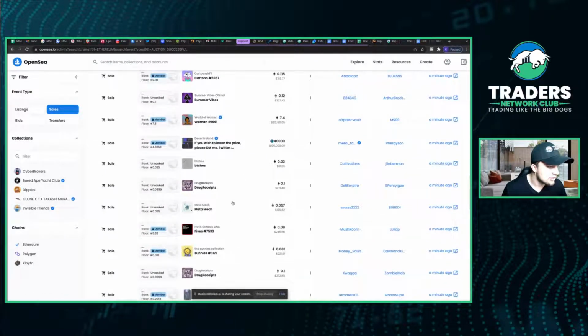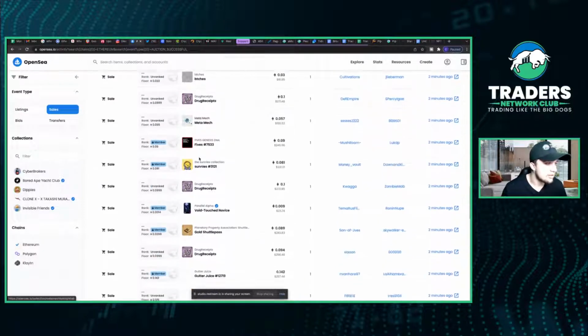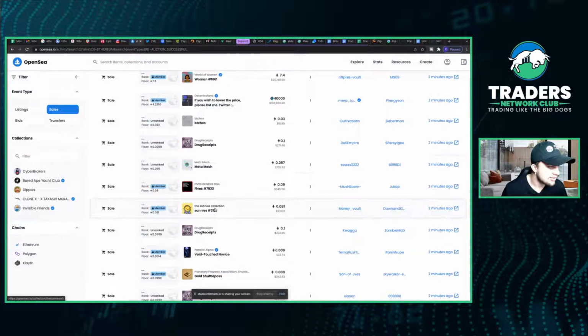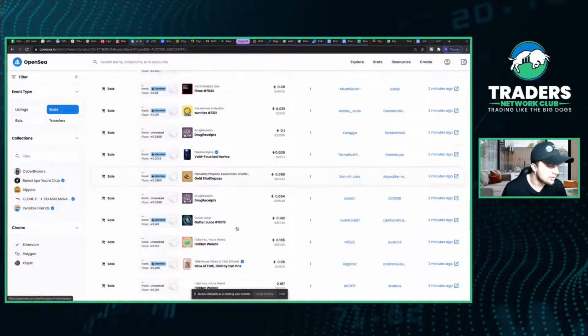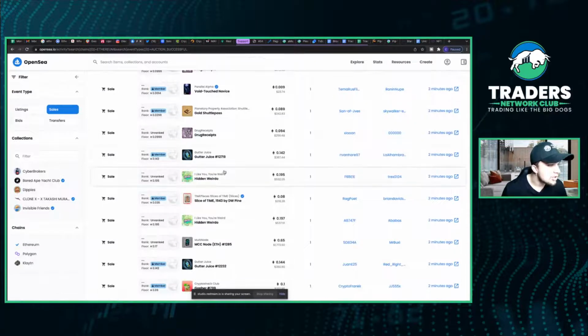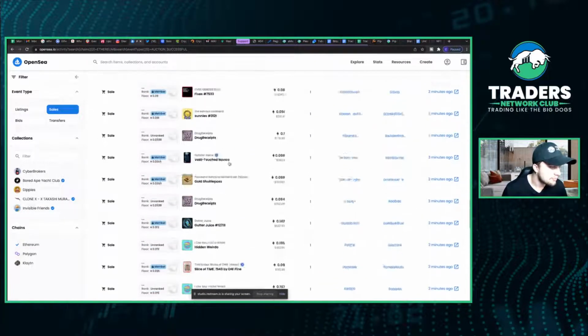Right now it looks like Drug Receipts is getting a lot of attention, but you can see it's unrevealed. You can't snipe rarities on unrevealed projects, because you have to see the art and the traits to snipe the traits. So we have to look for one that's already been revealed and is pumping right now.